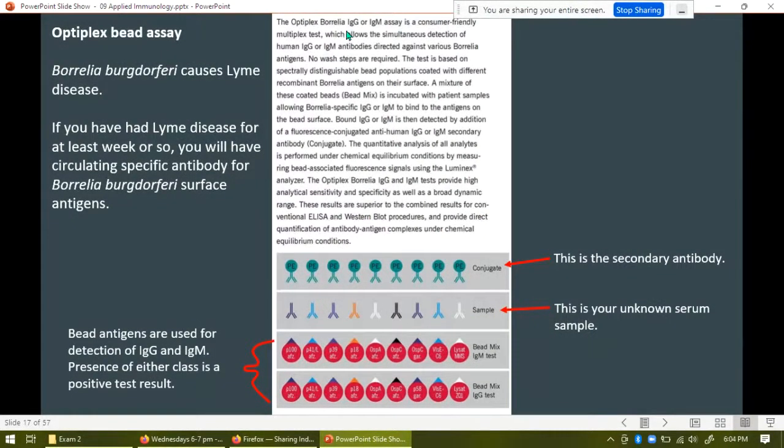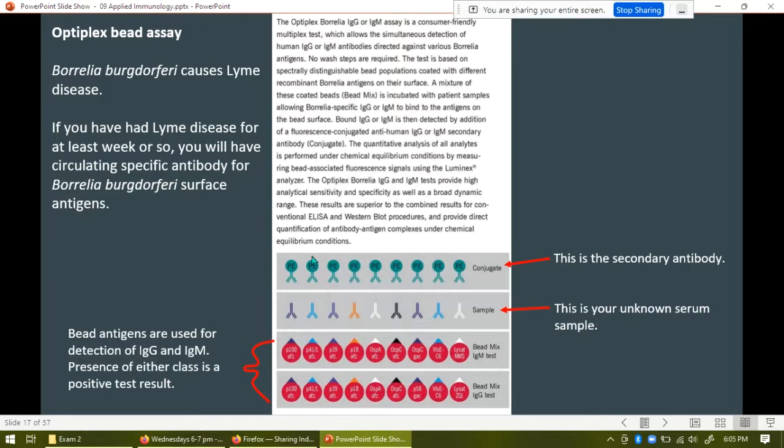One application of the Optiplex bead assay is a diagnostic test for Lyme disease, which is caused by Borrelia burgdorferi. If you have had Lyme disease for at least a week or so, you will have circulating antibody that is specific for a multitude of different Borrelia burgdorferi surface antigens, right? Because the immune system has produced antibodies against the antigens it's being attacked by. The beads can be used for IgM and IgG, and the presence of either class of antibody is a positive test result. So it's abnormal to have even IgG against Lyme disease.